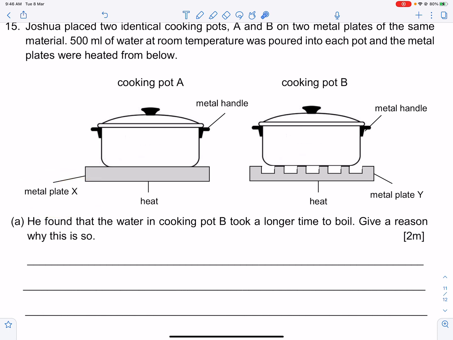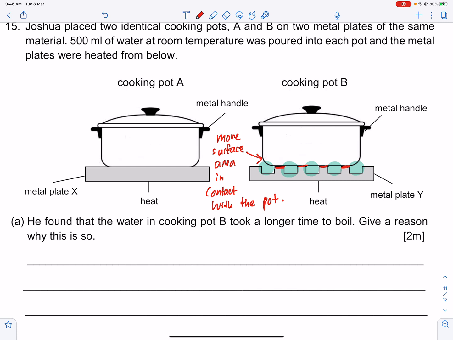How are they different? They're different in the sense that if you take a look at metal plate Y, the only points that were in contact are the ones that are colored in red. And then, those places where I shaded green, your pot is not in contact. So in short, I would say that your metal plate X has more surface in contact or more surface area in contact with the pot.